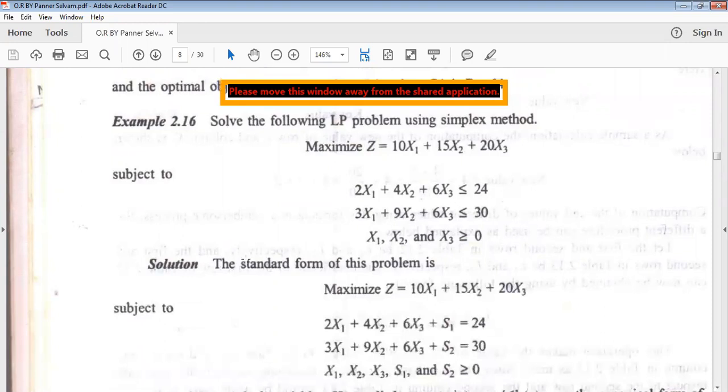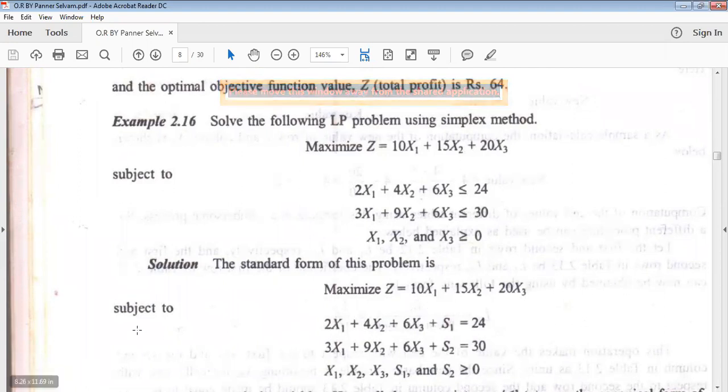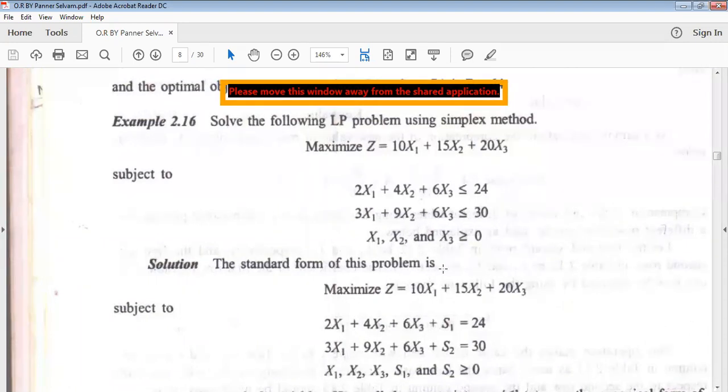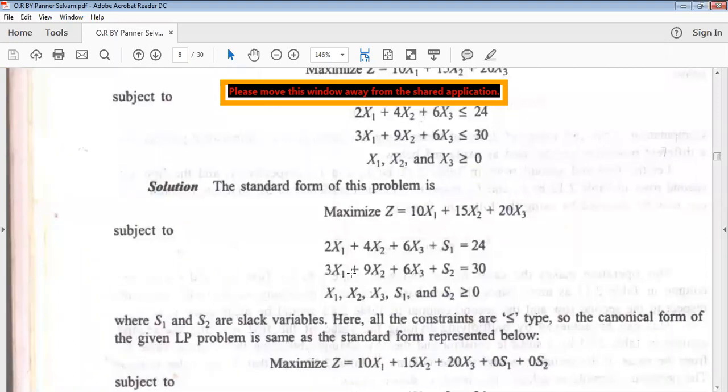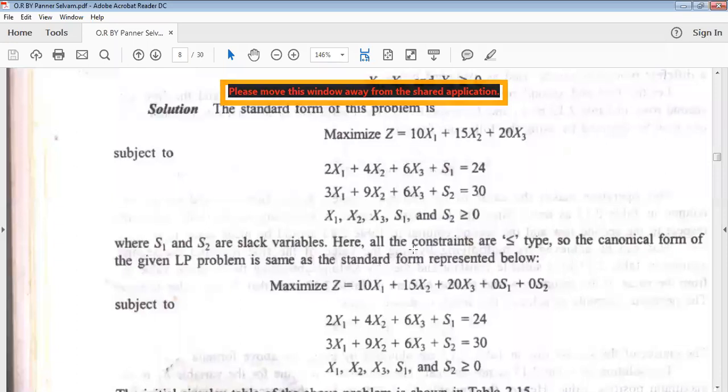What we are going to call the standard canonical form is: maximize Z is equal to the same, it will remain the same, plus 0s1 plus 0s2, and you have to write like that. This is subject to the constraints 2x1 plus 4x2 plus 6x3 plus s1 is equal to 24, and the second constraint plus s2 is equal to 30. Here all the constraints are less than type, so the canonical form is given.